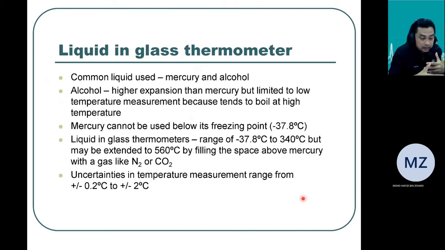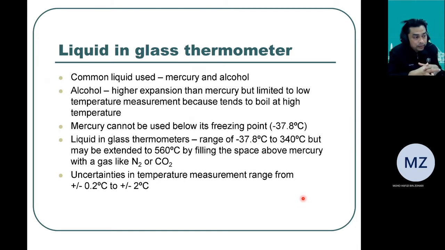So the uncertainties for this one is about plus minus 0.2 degrees C, or it can also be plus minus 2 degrees C. The uncertainty for the temperature depends on the type of thermometer that we want to use.